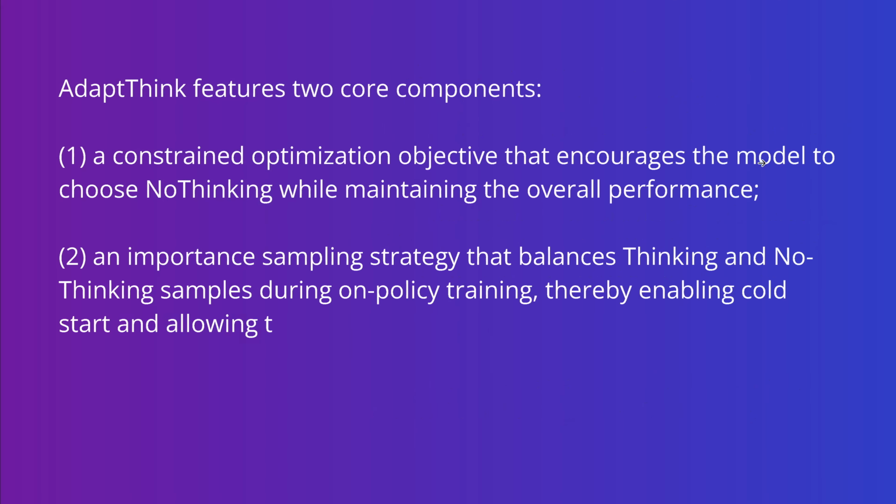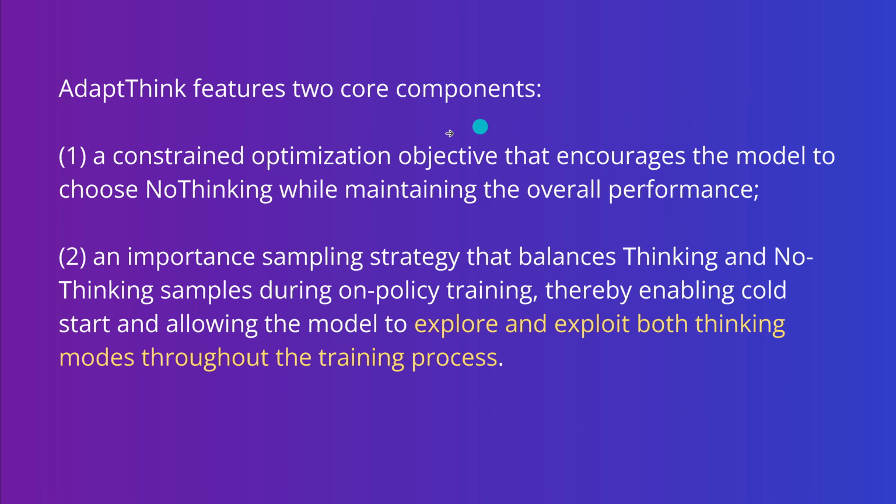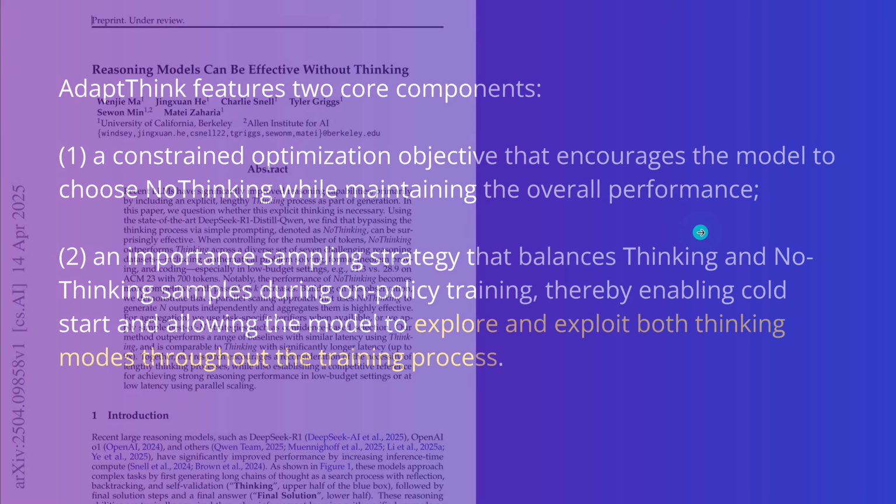This is all there is. So we have two components. A constraint optimization objective, and I'll show you the formula from the original paper, that encourages the model to choose the non-thinking mode while maintaining the overall performance. And then we have a sampling strategy that now balances the thinking and the non-thinking. And this allows the model to explore and exploit. Remember, we have this beautiful, delicate equilibrium. We have both thinking modes and non-thinking modes throughout the training process.